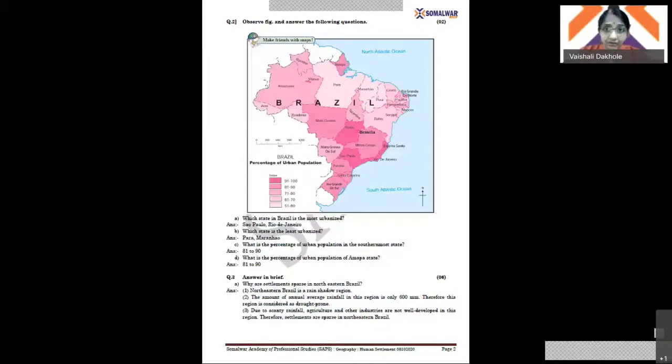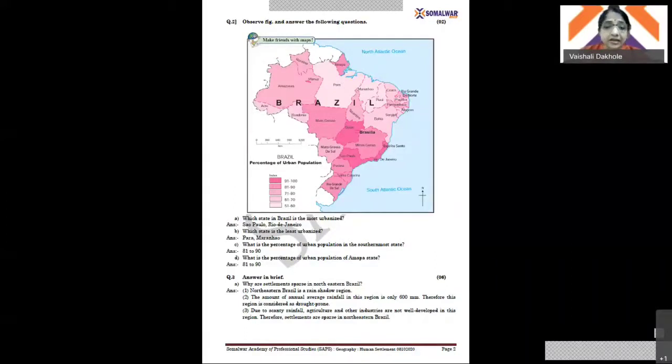This is the rain shadow region, and therefore we find less amount of water available for irrigation. Also, the soil here is not that much fertile. It is the hilly region, full of ups and downs, uneven topography. So dry and arid climate, hot climate, less rainfall, rain shadow region, drought prone region, water is not available for irrigation. Due to all these conditions, we find that the human settlements are sparse in northeastern Brazil.